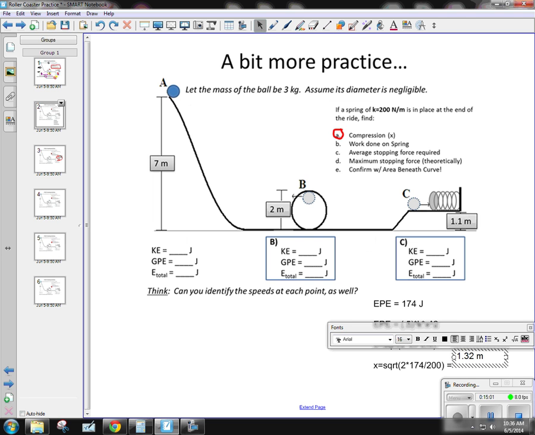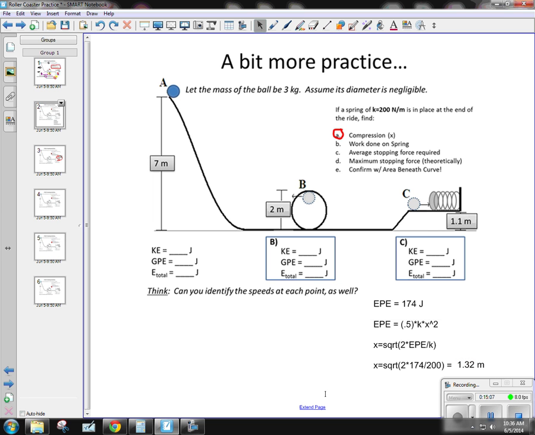1.32 meters. Think about that number. The height of my shoulder is about 1.4 meters. This is a pretty long spring. It has to be at least that long, or able to compress that much, I should say, in order for this to work. So you would think about that with your design.